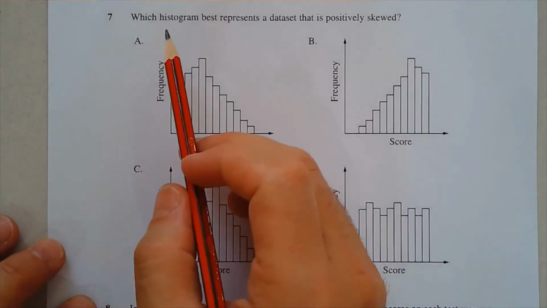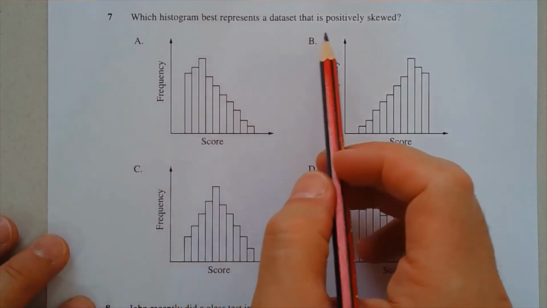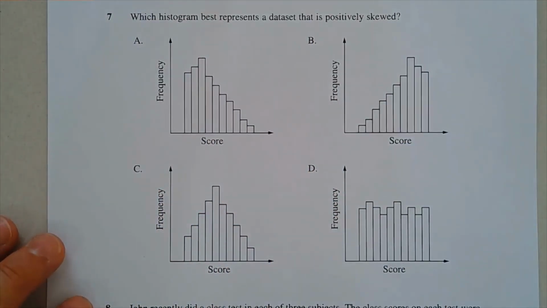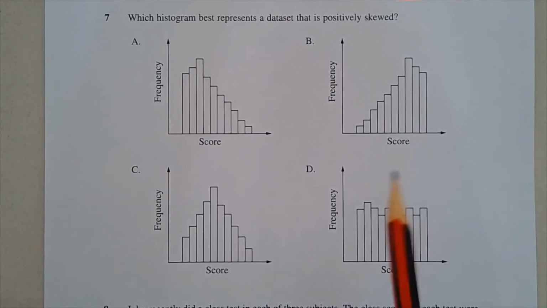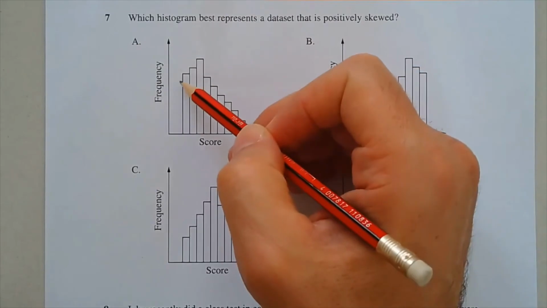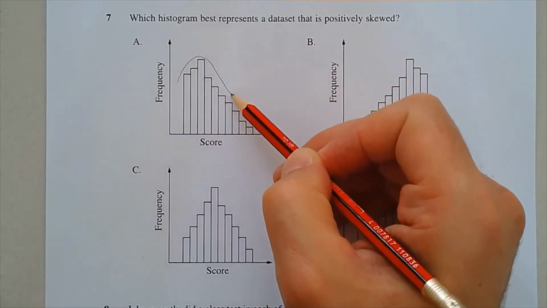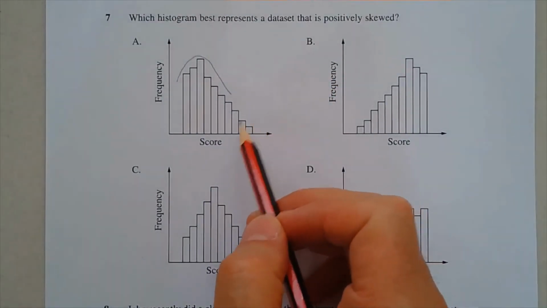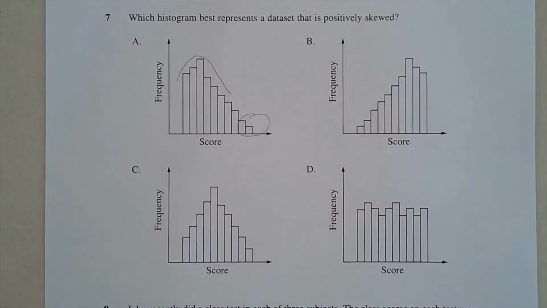Question 7. Which histogram best represents a data set that is positively skewed? So that's a distribution that has what we call a tail. So it seems to be very long on one side of the distribution. If you have a look at A, the bulk of the distribution is on the left-hand side, but there's a tail region on the right.